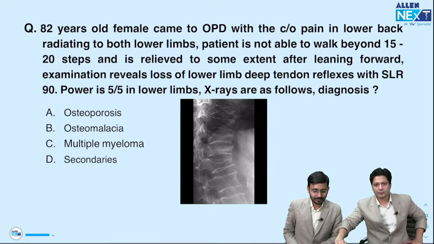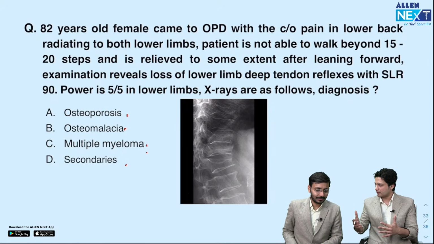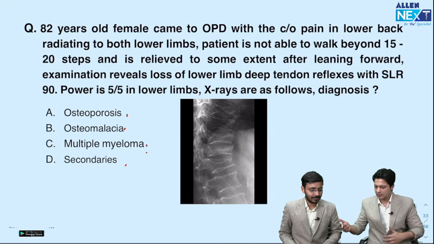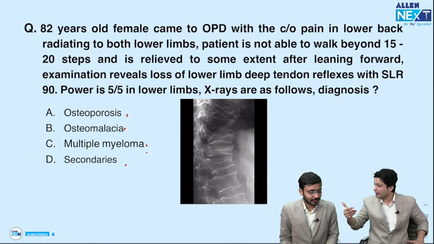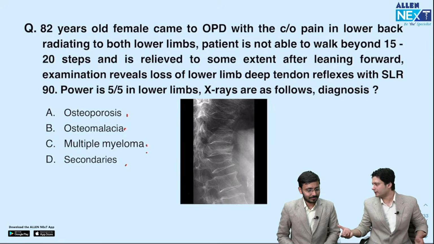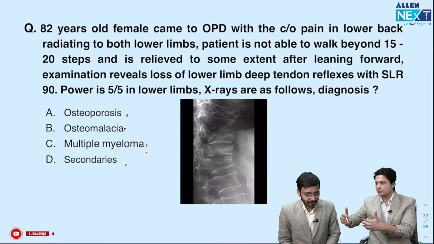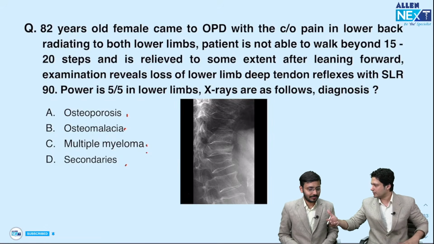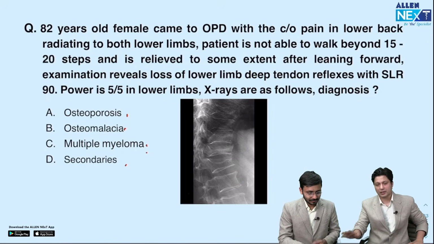Now, sir, what is mentioned here in the form of differentials are very closely associated clinical conditions: osteoporosis can happen, osteomalacia can happen, multiple myeloma, and secondaries, obviously. So how do we rule them out and catch the exact answer? Sir is going to explain what X-ray findings are evident here.